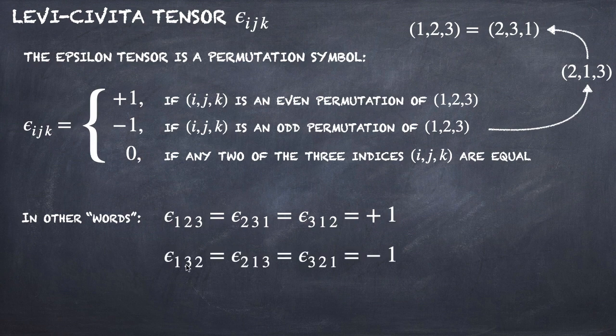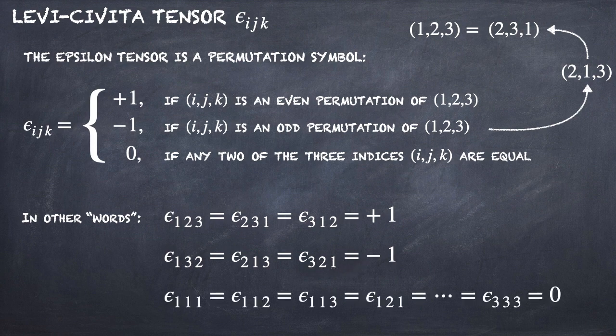If you have an odd permutation of two indices, for instance, interchanging these here, or if you do an anticyclic permutation of these, you will have epsilon 1, 3, 2, or 2, 1, 3, or 3, 2, 1, and all of these are equal to -1. In any other case, the epsilon is 0. For instance, 1, 1, 1, 1, 1, 2, 1, 2, 1, etc.